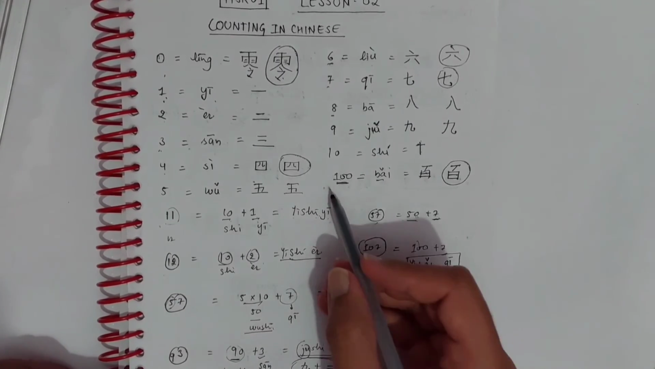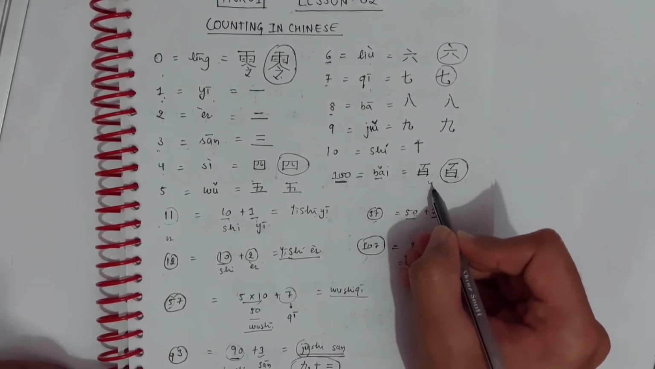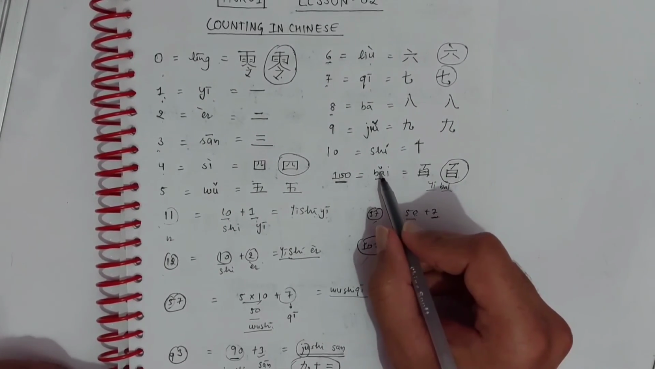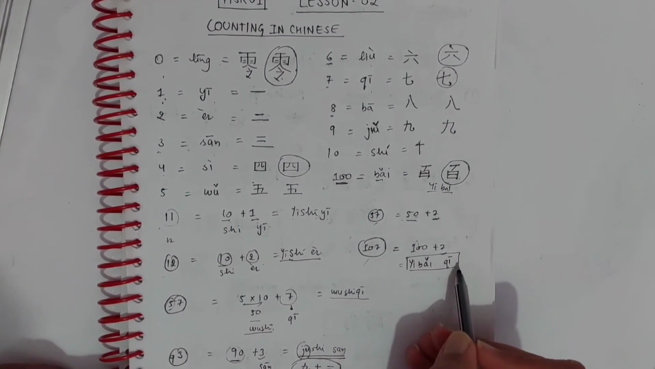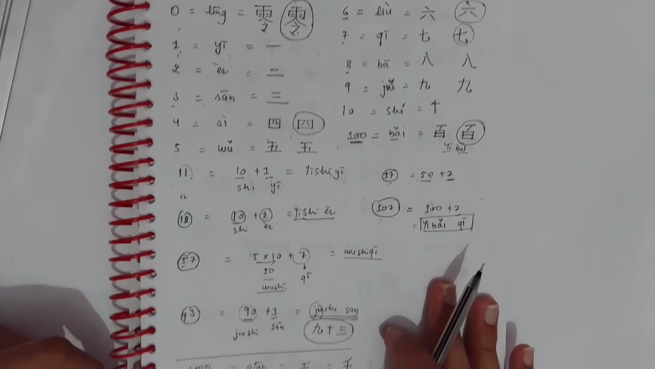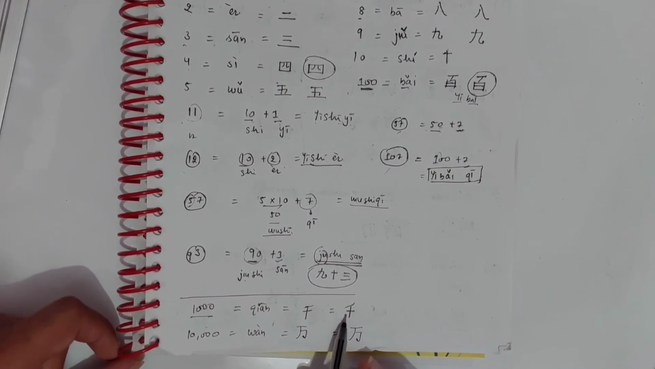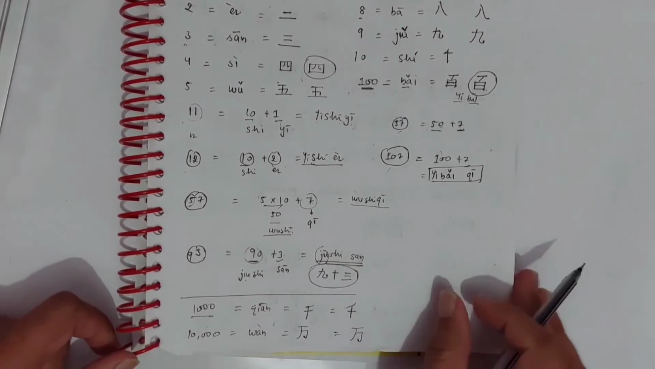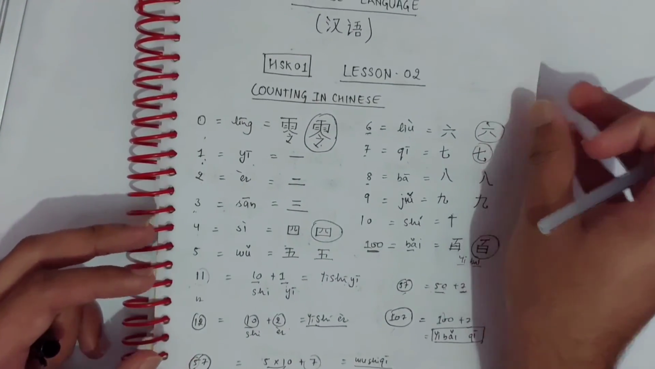And above 100 we say yi bai for 100. So yi bai is 100. So 107 is yi bai qi. And 1000 in Chinese is qian, and we write it like this, qian. 10,000 is wan. Hope you understood all about the second lesson, that is counting in Chinese.